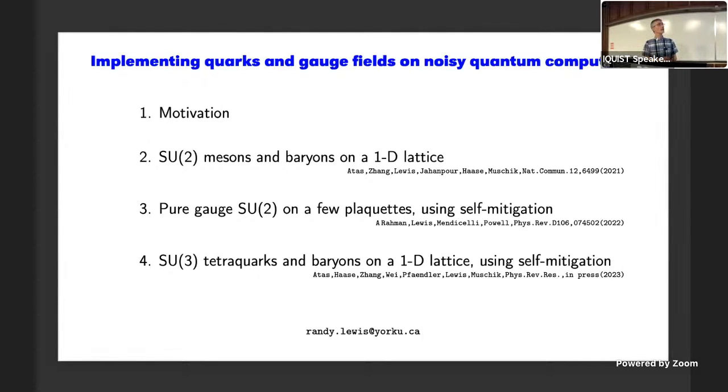And number 3 is in the center. This is a project that I did at my own institution, York University, with 3 students. Sarmed A. Rahman is the first name there. He's a master's student. Emmanuel Mendicelli just finished his PhD a week or 2 ago. He's moving on to a postdoctoral position at the University of Liverpool. And Sarah Powell finished her undergraduate degree, and she's moving to the University of Washington for grad school. So let's get started with the motivation.